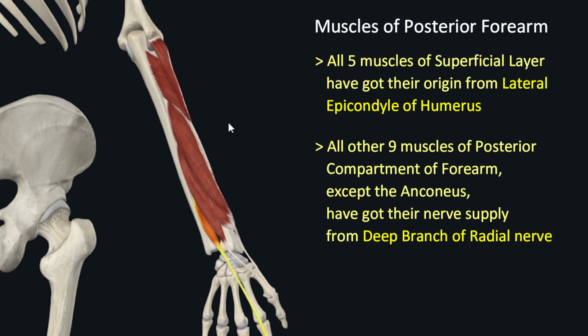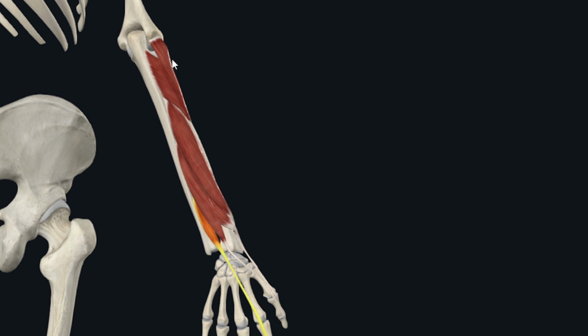So we are not going to discuss the innervation of each of these muscles individually, rather we will discuss the innervation of posterior compartment of forearm together for all of these muscles at the end of our tutorial. And another thing that you need to note down is that I will discuss the muscles of both of these layers in a lateral to medial fashion. So first I will discuss the lateral muscles and then I will go towards the medial muscles. So let's start discussing these muscles.